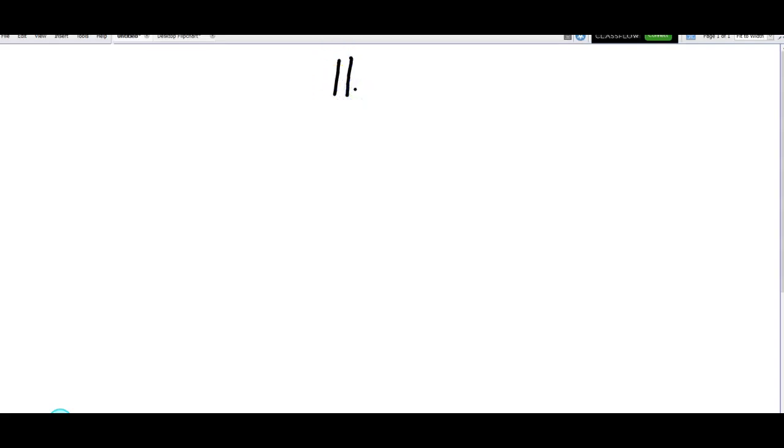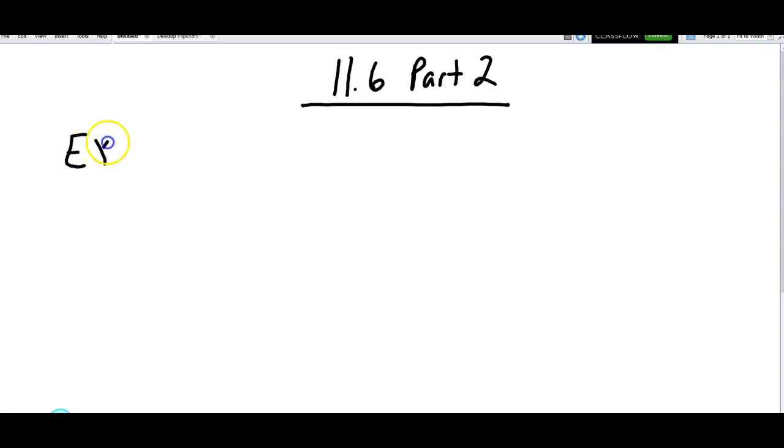We're doing 11.6 part 2. We're just going to finish up what we started last time. We're still going to be talking about solving equations that have rational expressions in them. So let's begin.